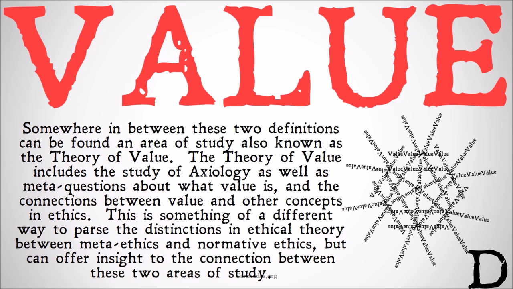So the theory of value includes both the study of axiology as well as meta questions about what value is and the connections between value and other concepts in ethics. This is a different way to parse the distinctions in ethical theory between meta-ethics and normative ethics, but can offer insight into the connection between these two areas of study because the theory of value is going to take a different approach in looking at what is good and what is valuable, and can often bridge some of those gaps between ethical and meta-ethical theory. If you don't know that distinction, check out my video on the subject.